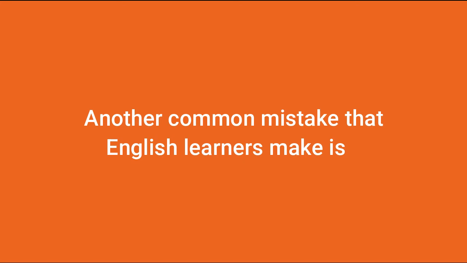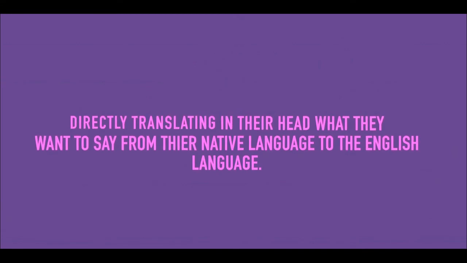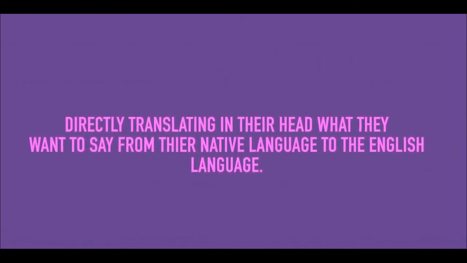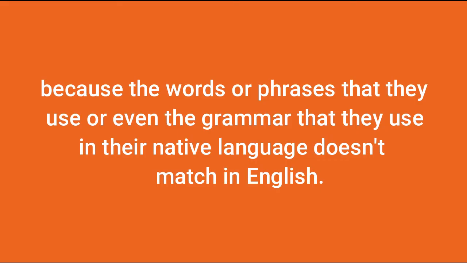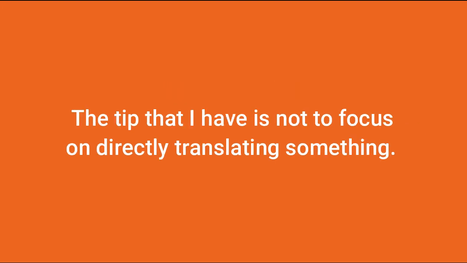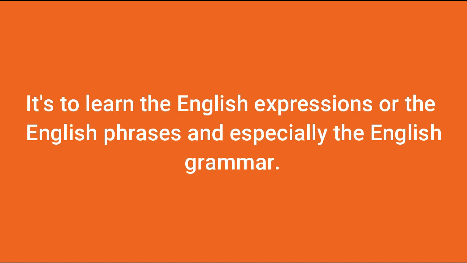Another common mistake that English learners make is directly translating in their head what they want to say from their native language to the English language. A lot of the time, their translation will not work because the words or phrases that they use, or even the grammar that they use in their native language, doesn't match in English. The tip that I have is not to focus on directly translating something. It's to learn the English expressions or the English phrases and especially the English grammar.